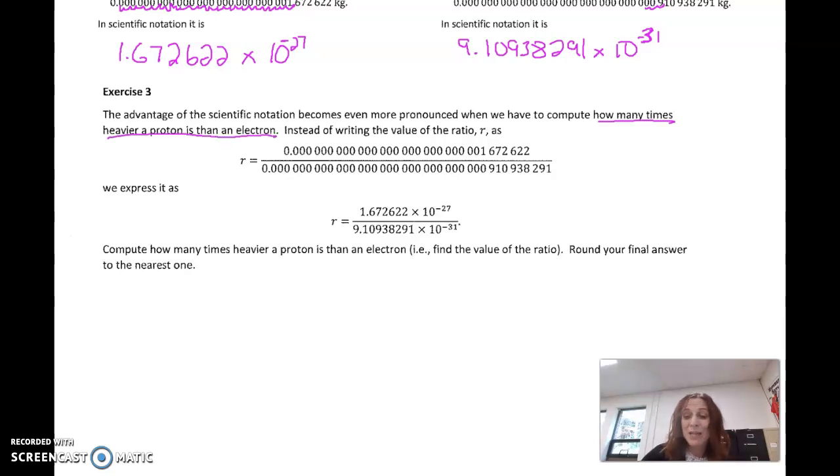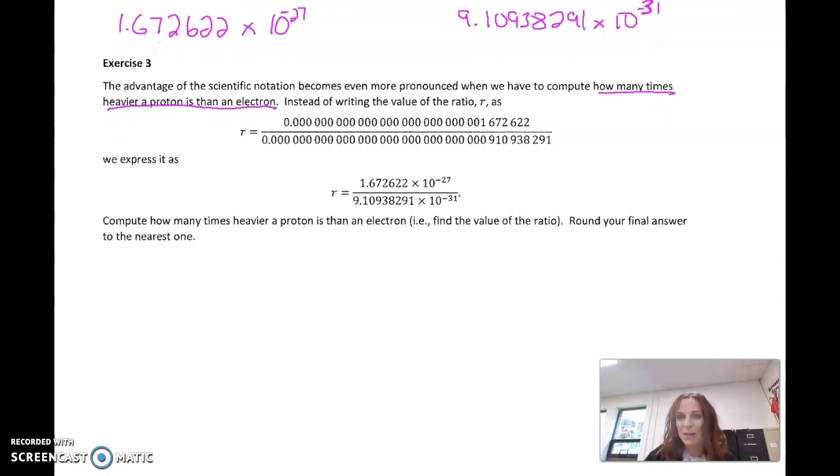So how many times heavier, if we want to figure out how many times something, we have to divide. And so we're going to put the proton on top. And usually for what we're doing now, you're going to put the bigger number on top as you're setting it up. Is negative 27 bigger than negative 31? Yes, think of the number line. Where it falls on the number line, it's further to the left. But I want you guys to maybe make a little note.